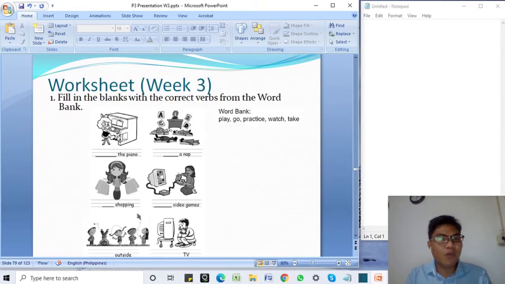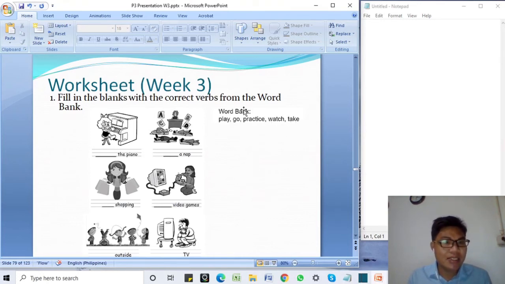Now let's move on to the worksheet of week 3. This is all about simple activities. What you're going to do is fill in the blanks with the correct verbs. These are the verbs: play, go, practice, watch, and take. In this photo, what do you think is the correct verb here? Is it play? Play the piano. Go the piano? Practice the piano? Watch the piano? Or take the piano?